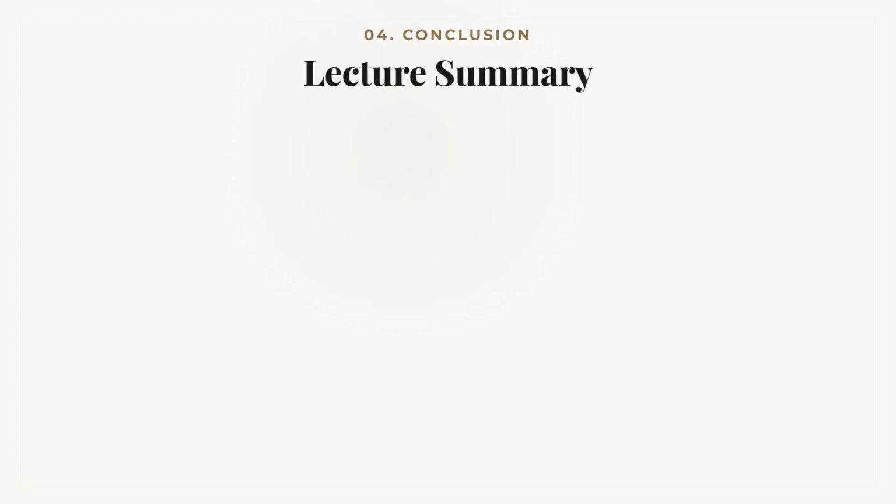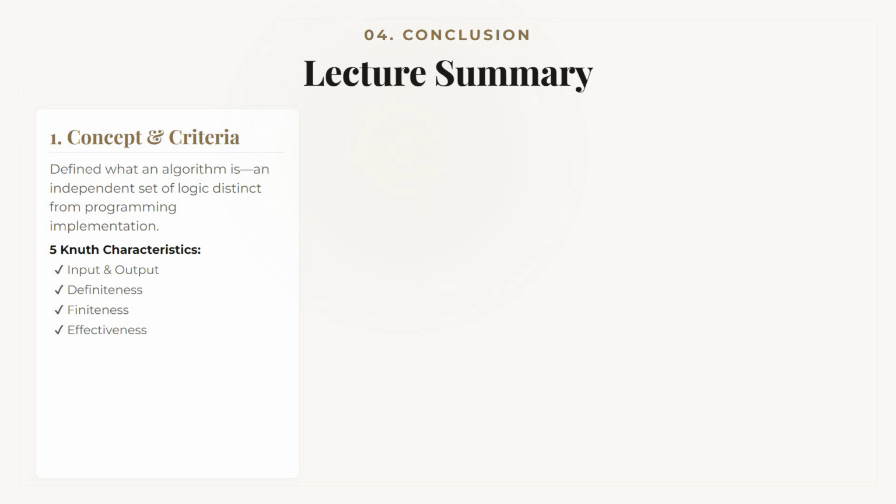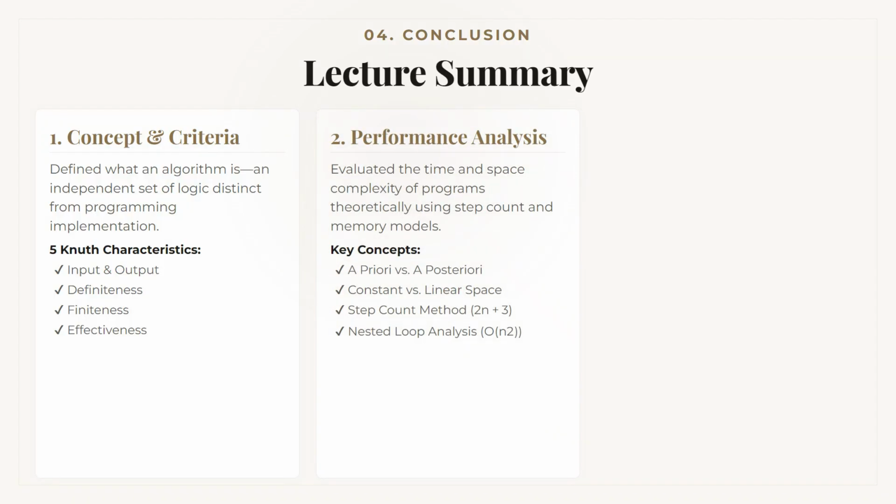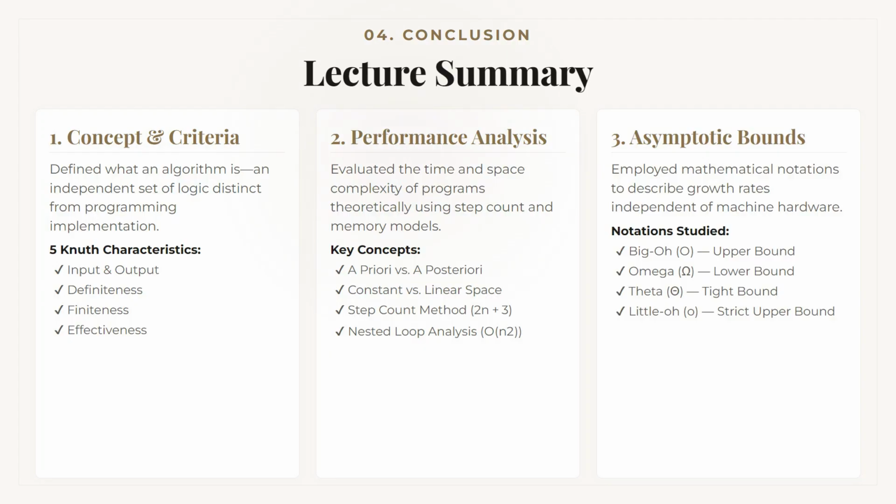To summarize this lecture, we learned that an algorithm is a finite sequence of unambiguous steps used to solve a problem. We discussed the 5 essential characteristics of algorithms: input, output, definiteness, finiteness, and effectiveness. We studied performance analysis through time complexity and space complexity. Finally, we explored asymptotic notations including big O, omega, theta, and little o, which allow us to analyze and compare algorithm efficiency in a machine-independent manner.